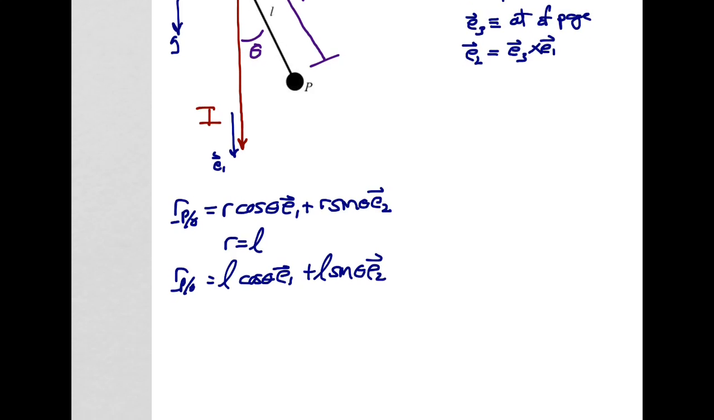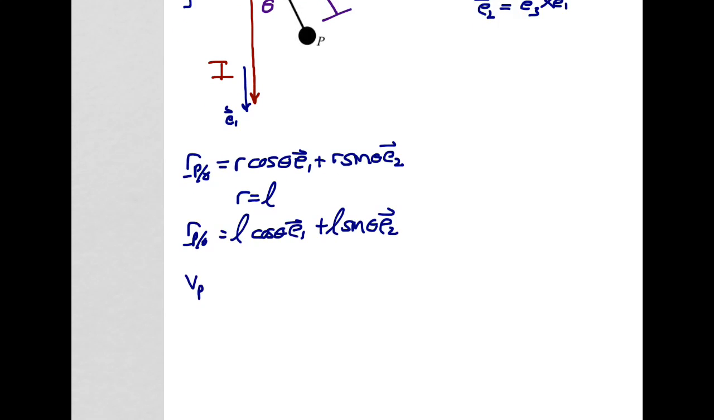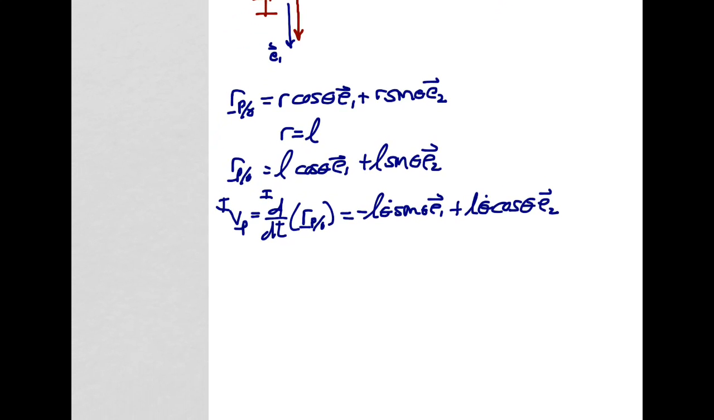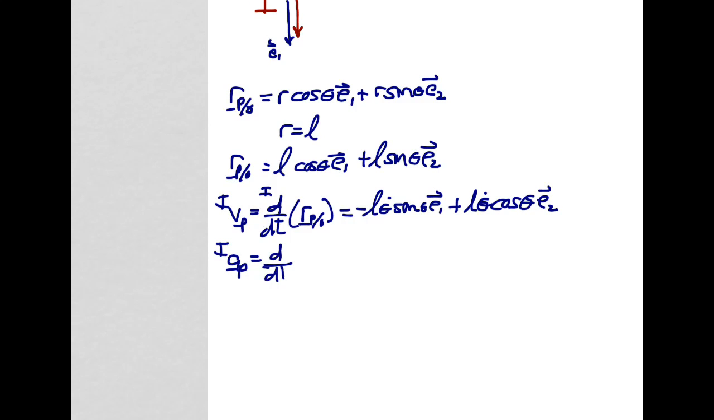So our point P with respect to O is L cosine theta in the E1 direction plus L sine theta in the E2 direction. And so when we take our velocity of point P as observed in the inertial reference frame, that's d/dt in the inertial reference frame of r, P with respect to O, and that gives us negative L theta dot sine theta in the E1 direction plus L theta dot cosine theta in the E2 direction.